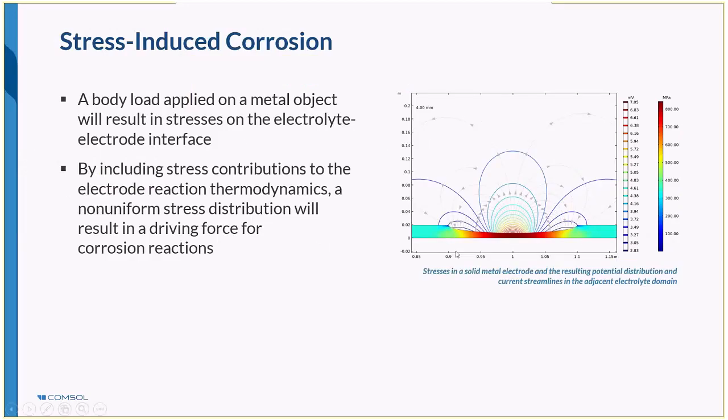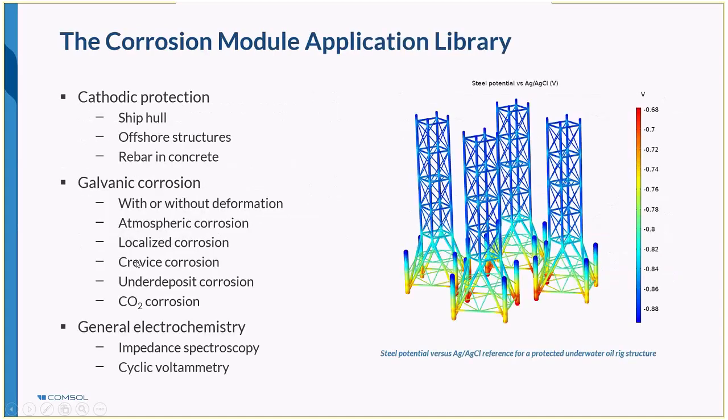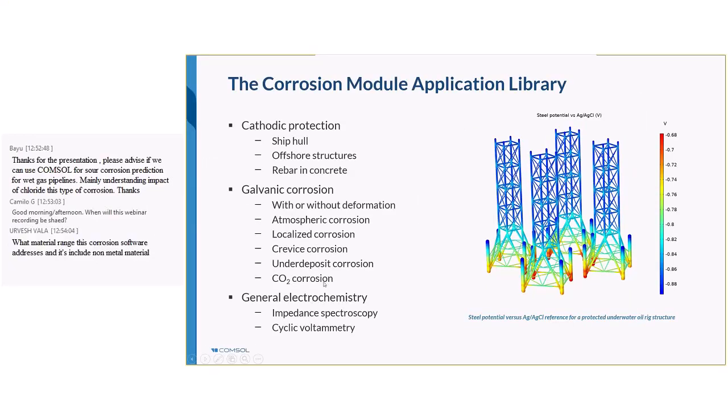This couples the corrosion interface with our solid mechanics interface to represent the stresses within the system, and then you can define your corrosion potentials and exchange current densities based on the local stress. Those are just a few highlights of the applications within our application library. We have a list here. We have CO2 corrosion as well, which, if you're interested in pipeline corrosion, can be quite an interesting model. These are all within the application library.